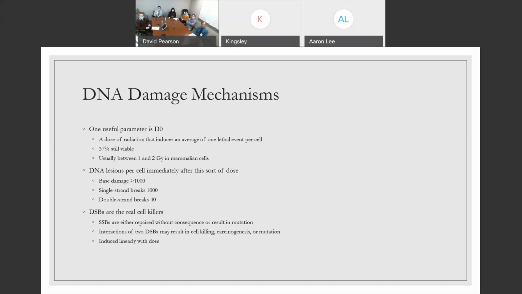Again, single strand breaks are either repaired without consequence or sometimes result in mutation. This is just the cell's repair mechanisms not properly functioning, if that's the case. So those are really uncommon. You could think of that as on the order of spontaneous mutation in a human or animal, not really likely to happen at all.